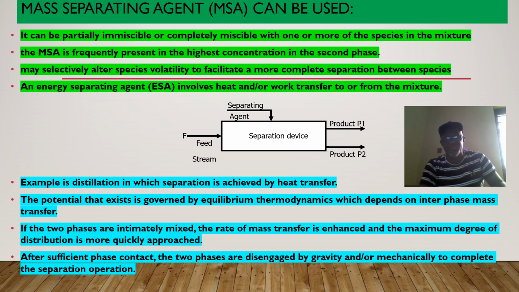Now, you can see the diagram there. Look at the feed stream going into the separation device, and the separating agent that is used is added, and this separating agent will now cause us to have two streams, product 1 and product 2. So like I said, it can be an energy separating agent, it can be a mass separating agent.